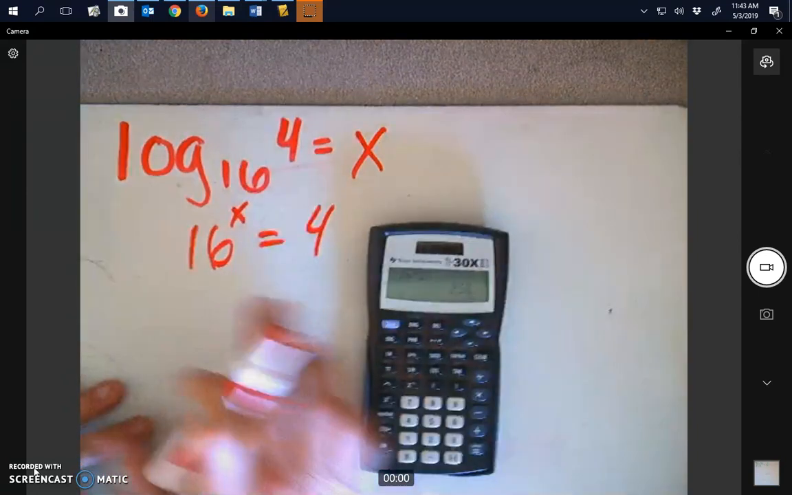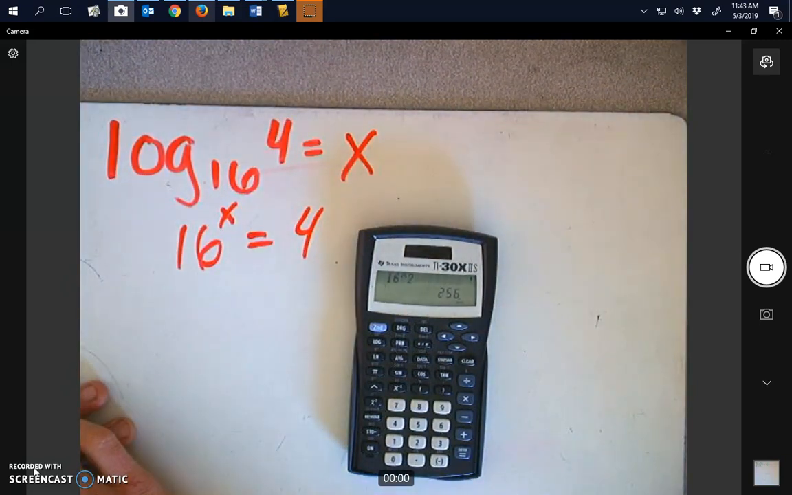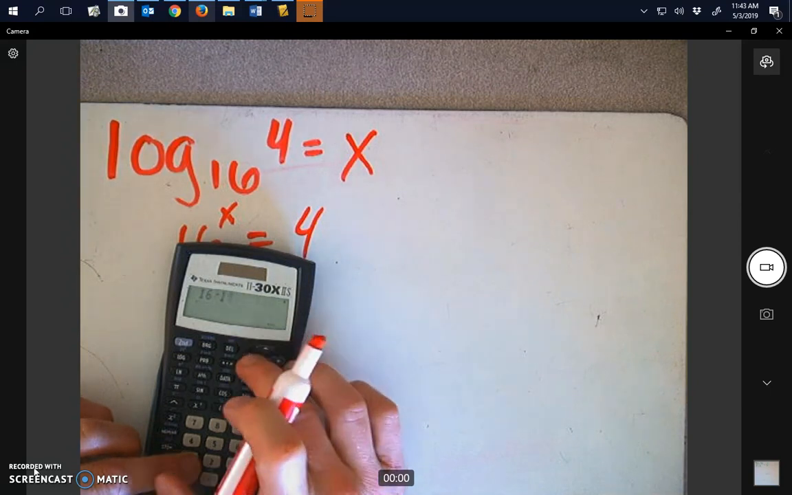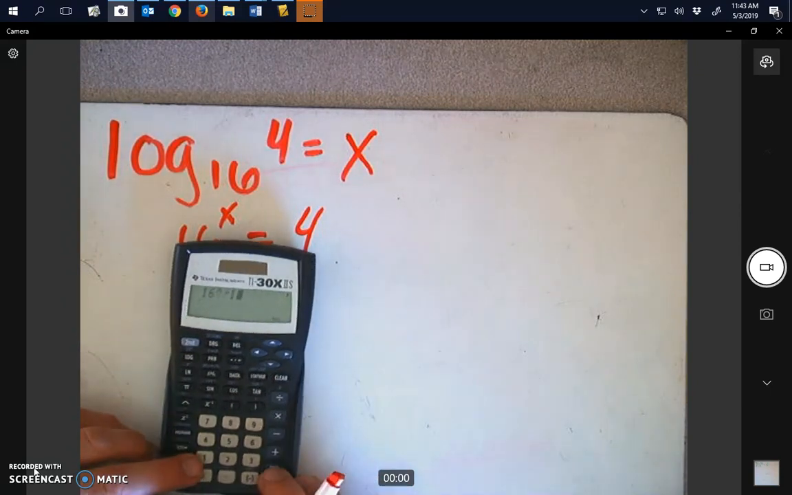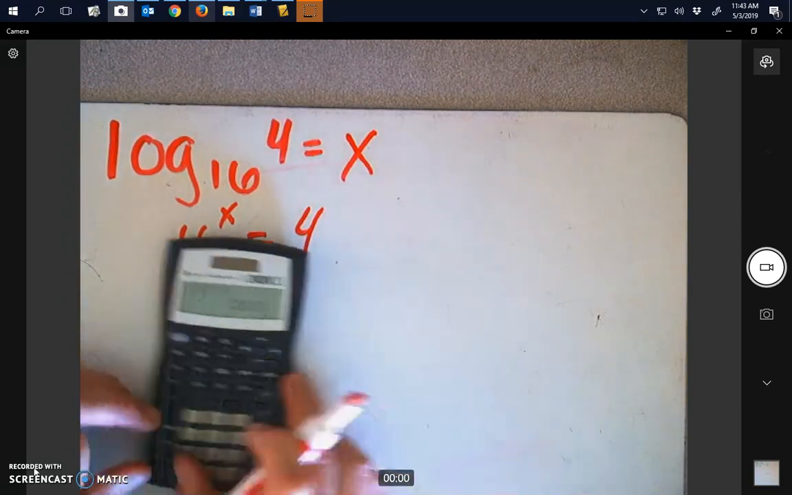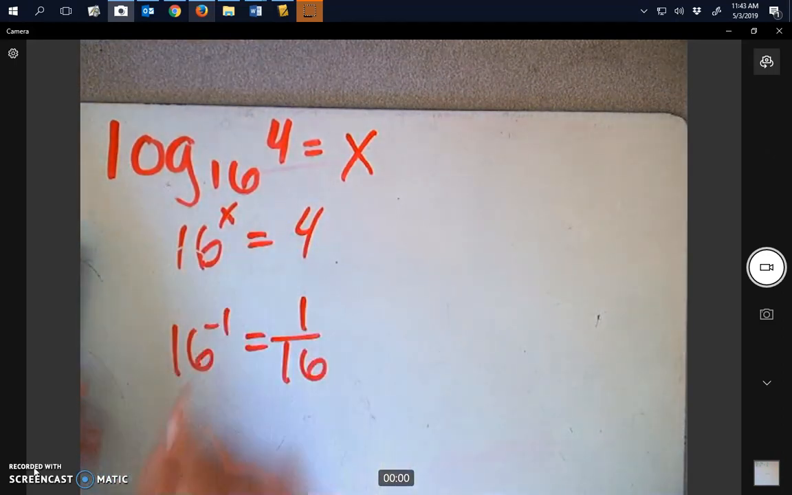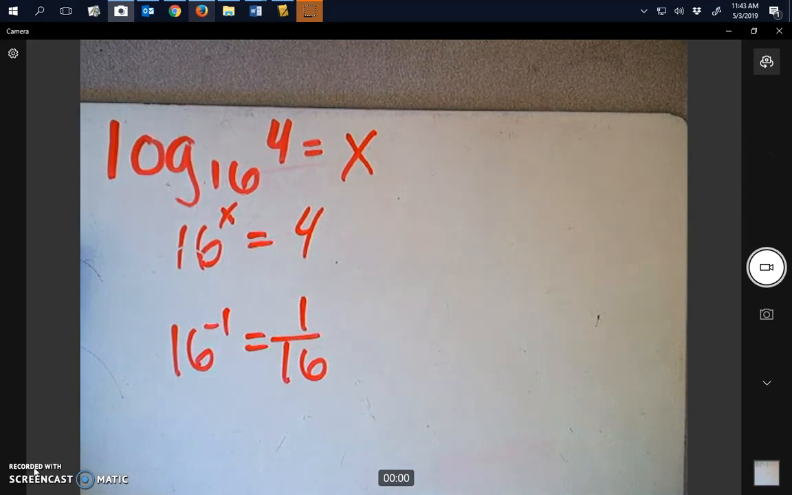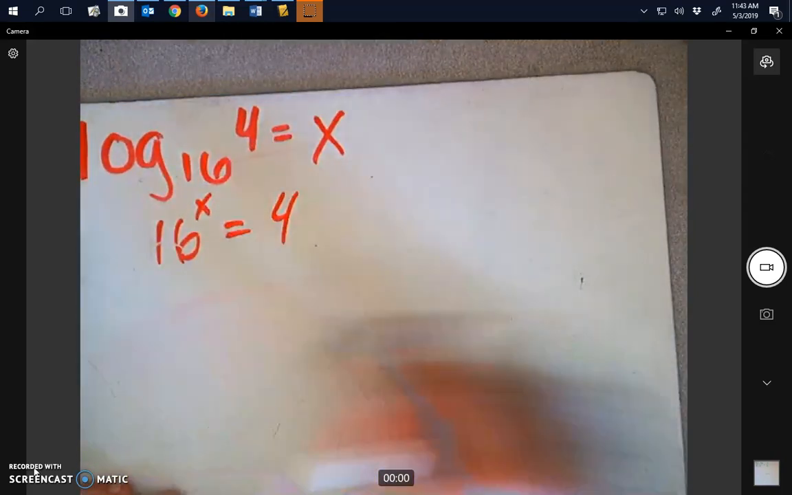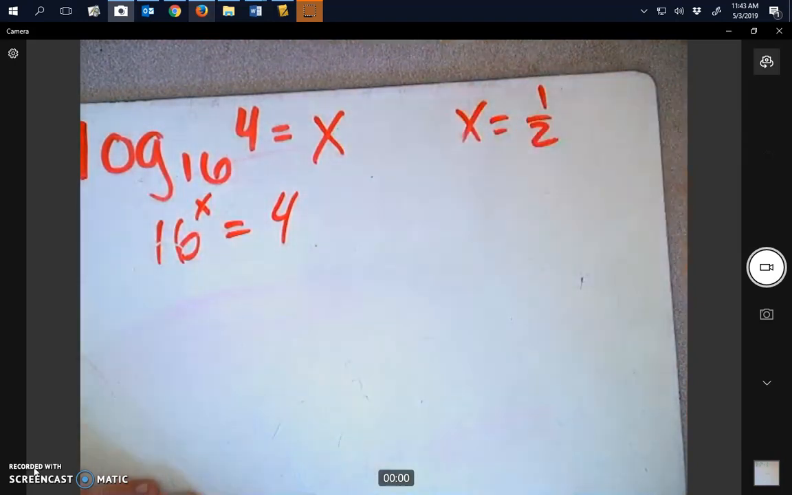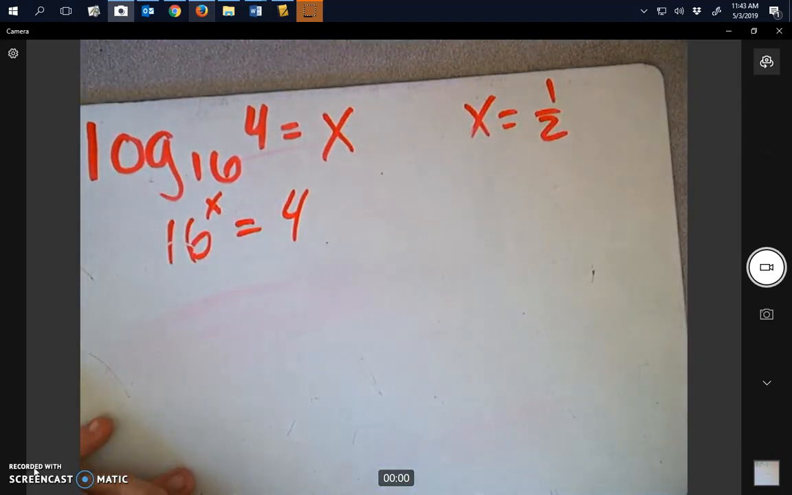So we're going to have a fraction. If I had a negative number, for example, 16 to the negative 1, we get a fraction. So it would be 1 over 16. So it's not a negative number. We're actually going to have a fraction out of here. If you want to know what the answer is, it's going to be x equals 1/2 right up front. But let's figure out how to solve it for harder problems.